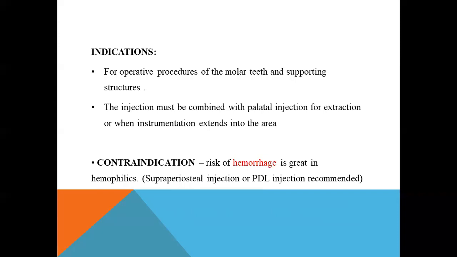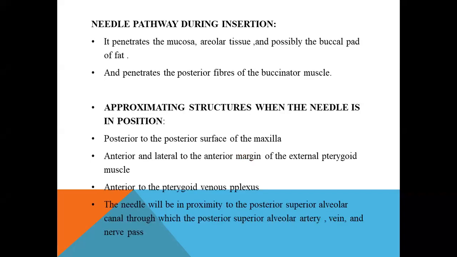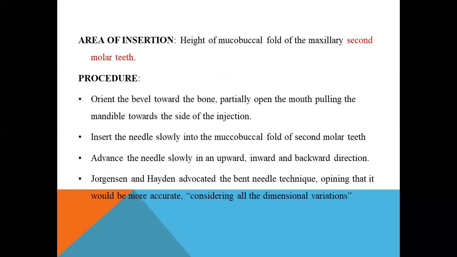Indication: for operative procedures of molar teeth and supporting structures, the injection must be combined with the palatal injection. Remember this indication, it has to be combined with the palatal injection. Coming to the area of insertion, it is the height of the mucobuccal fold of the maxillary second molar. Remember, the area of injection will be the height of the mucobuccal fold of the maxillary molar teeth.